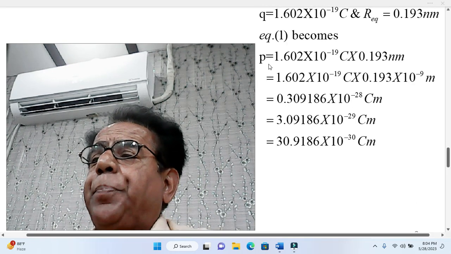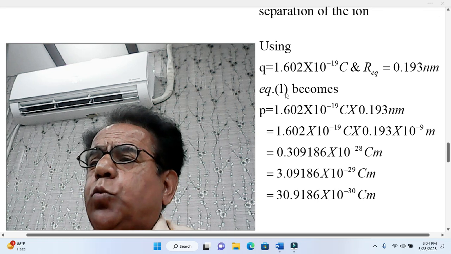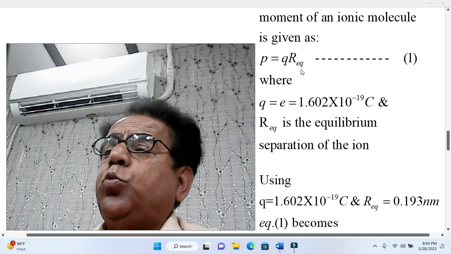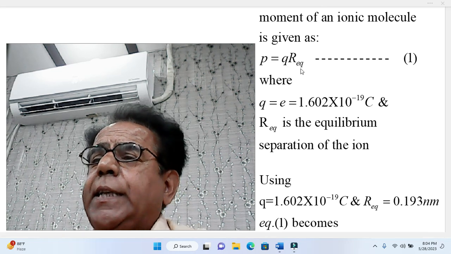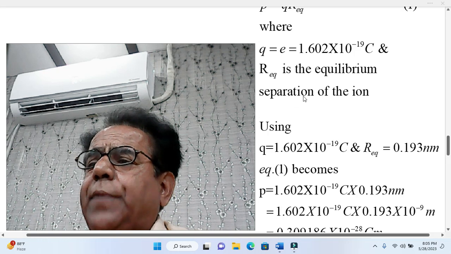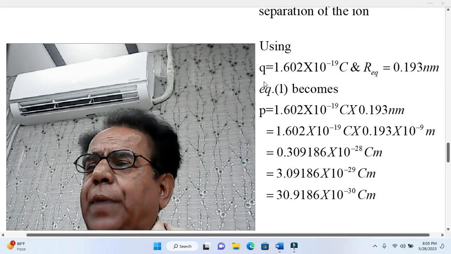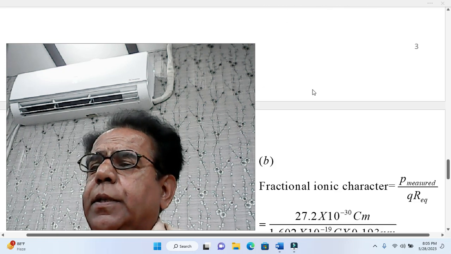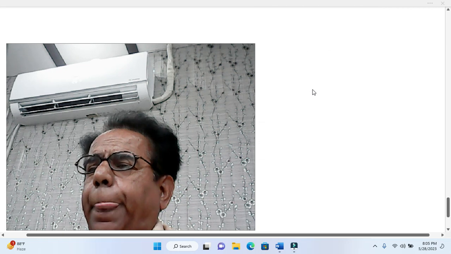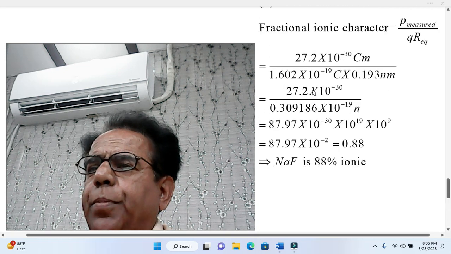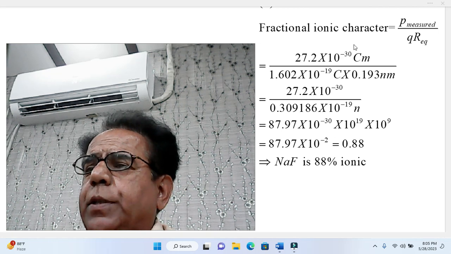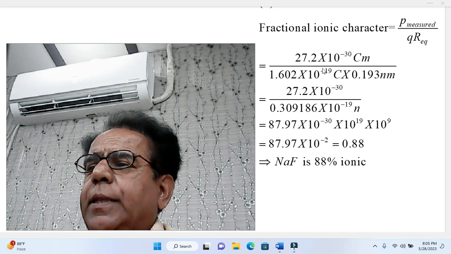Dear students, here, because P is equal to Q R EQ, that is the equilibrium separation, we will use this value in place of Q R EQ. This value is given in the statement, and this value is also given in the statement.